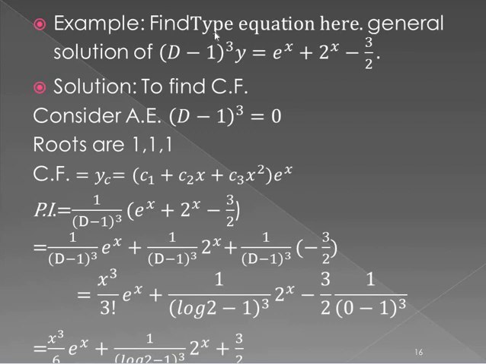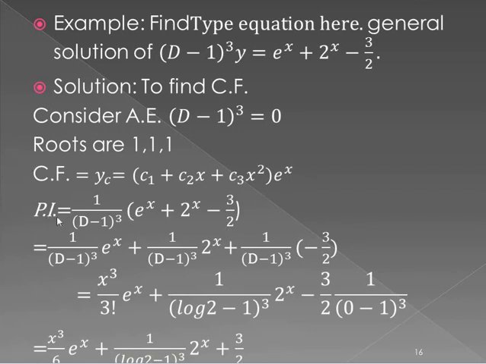So the example is: find the general solution of d minus 1 cube y is equal to e raised to x plus 2 raised to x minus 3 by 2. To find the CF, consider the AE, that is the auxiliary equation, d minus 1 cube equal to 0. Roots are 1, 1, 1. So roots are repeated 3 times and these roots are real. So our complementary function contains three constants in a linear combination. So c1 plus c2x plus c3x square, into e raised to x, that is our yc.